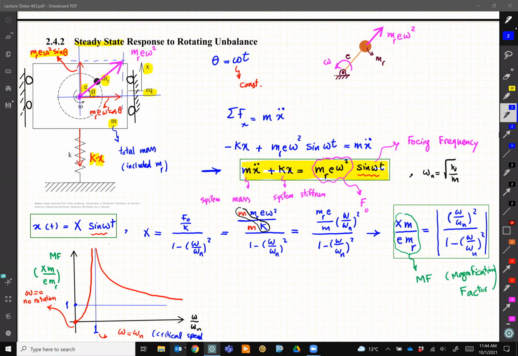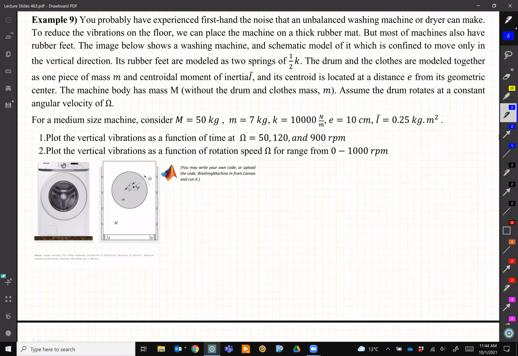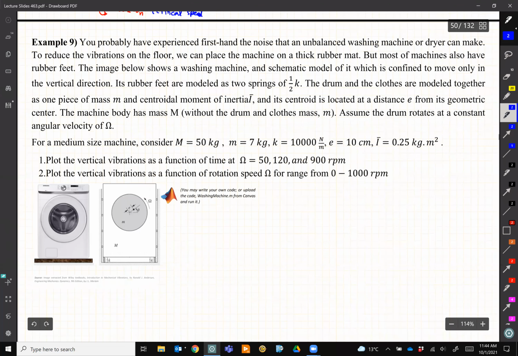All right, that's all we need for this rotating system. A good application of these is example 9, which I want you guys to go over before the Wednesday session. And also take a look at the MATLAB code that I put on Canvas. So try to write the equation for this one, and please do that. On Wednesday, when I solve it, you can compare what's happening.